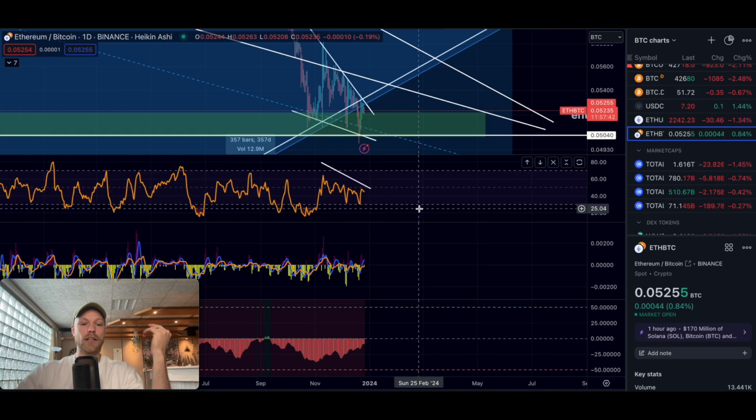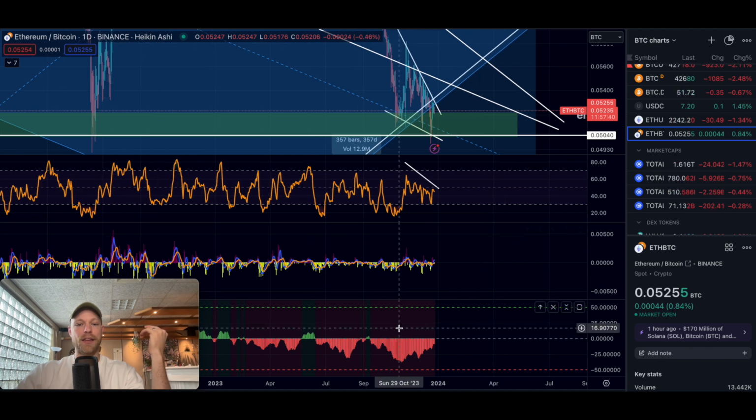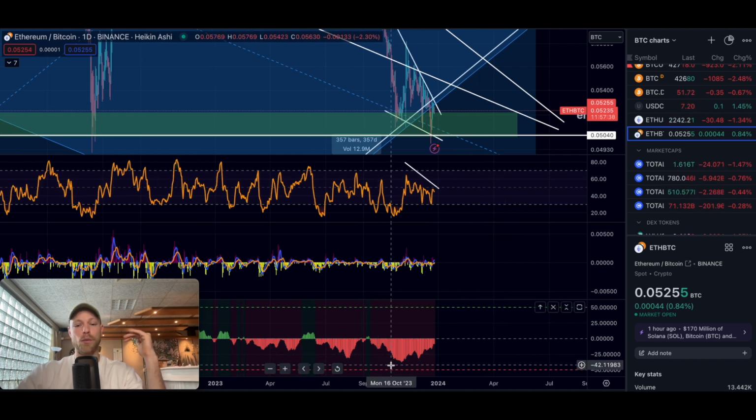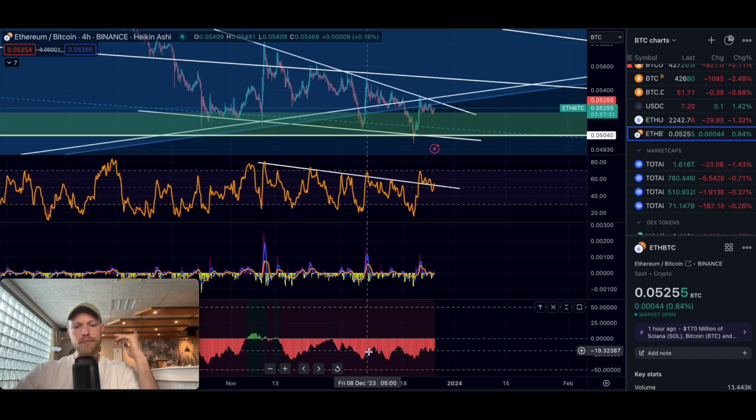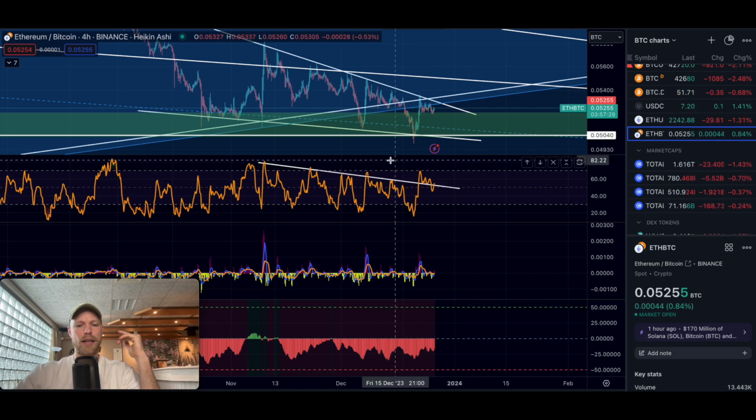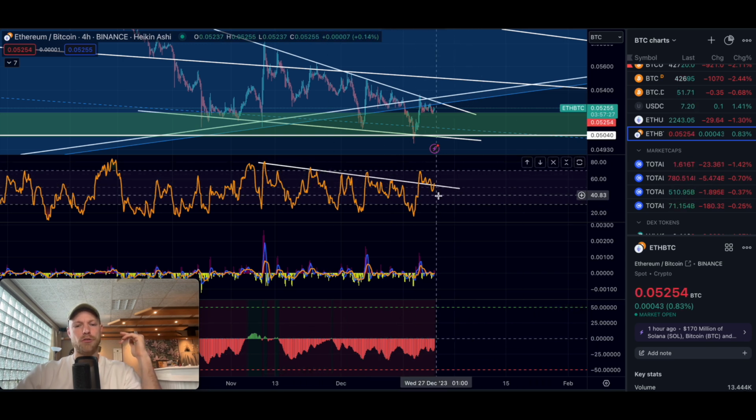So we don't really know how that looks. But yeah, I think this picture is looking very beautiful. We can see the momentum coming up on the daily time frame right here. Let's go to the 4-hour time frame. We can see the momentum coming up right here as well. We had a kind of a breakout in the relative strength index already.